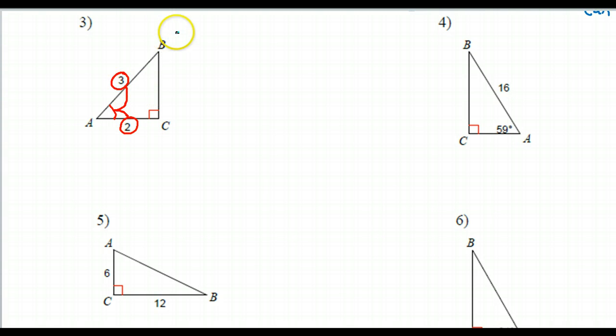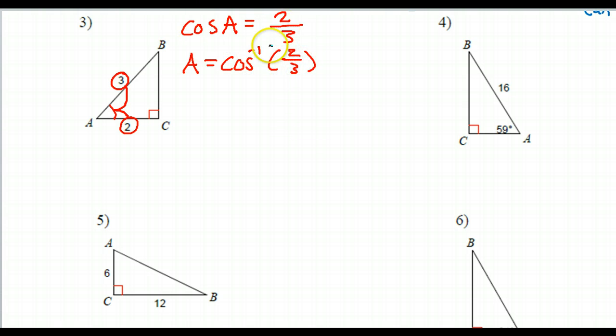That's the cosine function. So I'm going to do cosine of A is equal to 2 over 3, adjacent over hypotenuse. That means angle A is equal to the inverse cosine of 2 over 3. You must show both of these steps. So that's going to give me A equals 48.2 degrees.